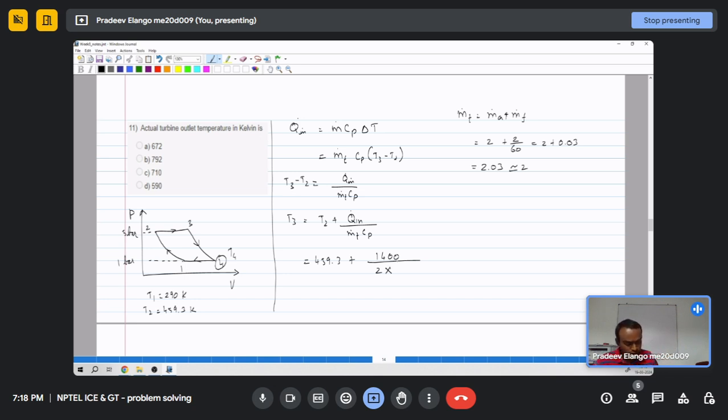And we have 2, and then for Cp we have 1.005. On numerator also we have kilojoule, and denominator also we have kilojoule, so it will be balanced. Can you calculate the value of T3? So 1162.8. 1162.8 Kelvin.